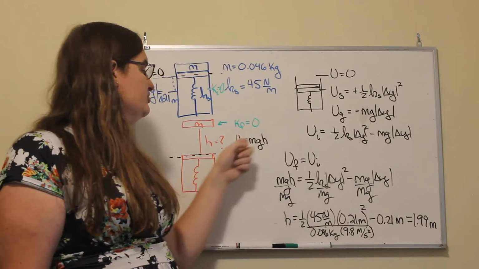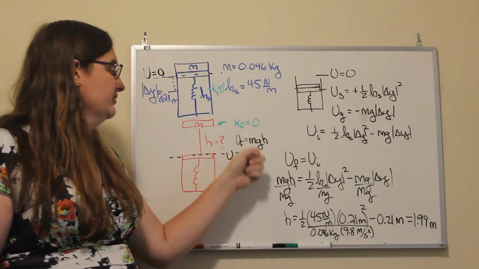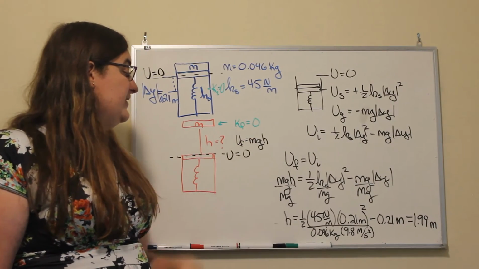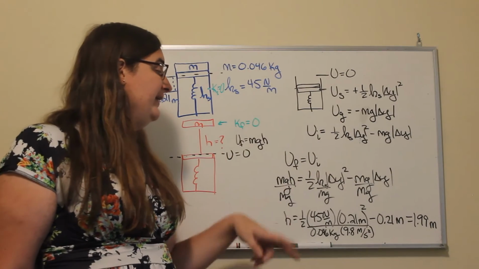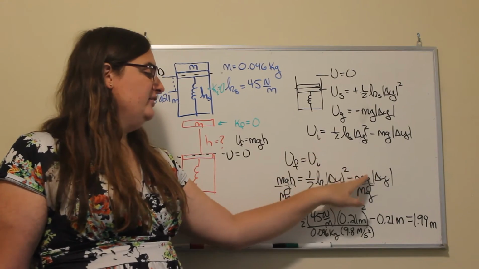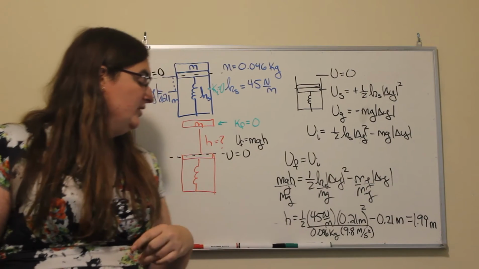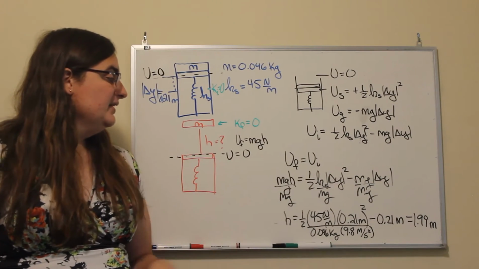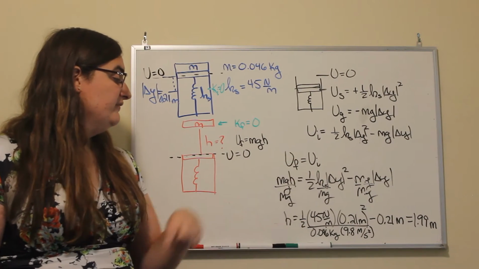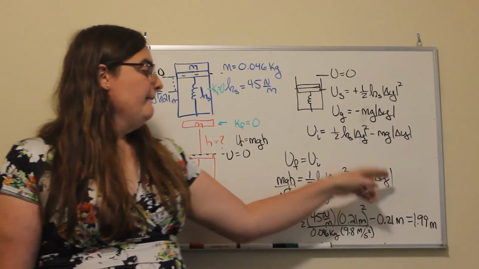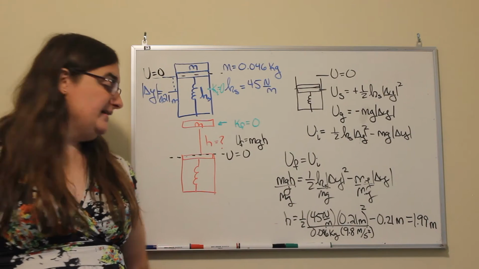So if I set those two pieces equal to each other, I just have mgh on the final side, so I can divide everything by the weight. The weight cancels out on the second term. So the height then is going to be the spring constant times the compression squared divided by 2 times the weight, minus the distance we compressed that object.